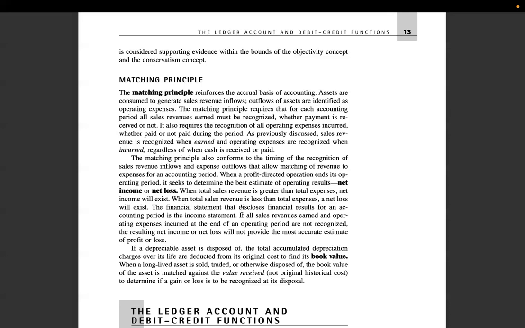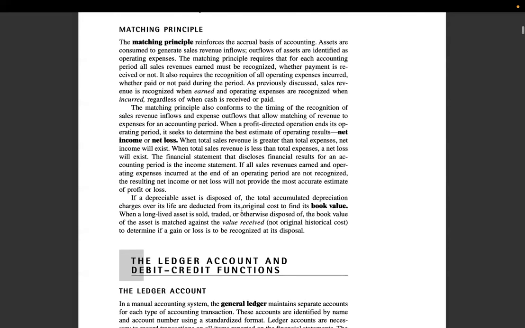Next. It also requires the recognition of all operating expenses incurred, whether paid or not paid during the period. That's basically actualizing precisely what the cost was during that period, the total cost. If you don't pay attention to those things and don't match it, the accounting literally is a mess. It does not really reflect your business. Therefore, you are required to match it up. Right. Go ahead.